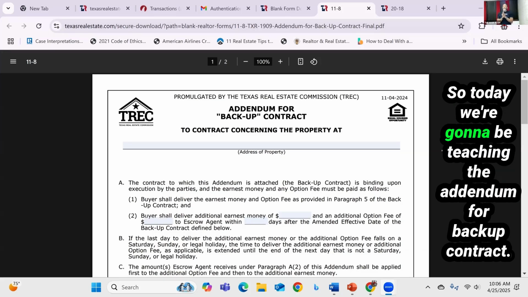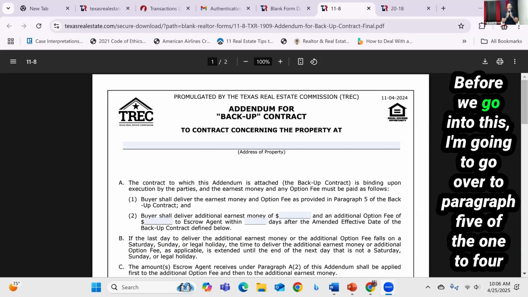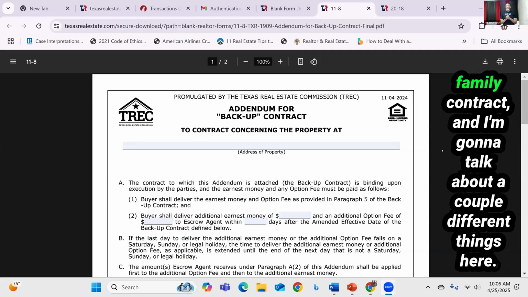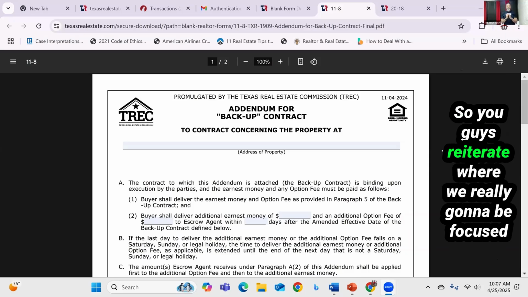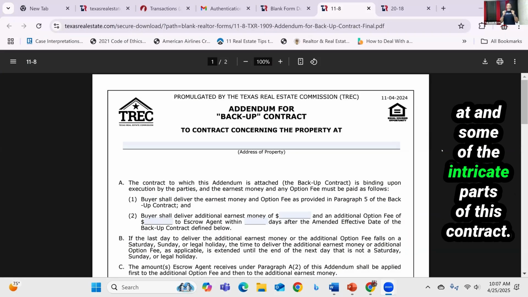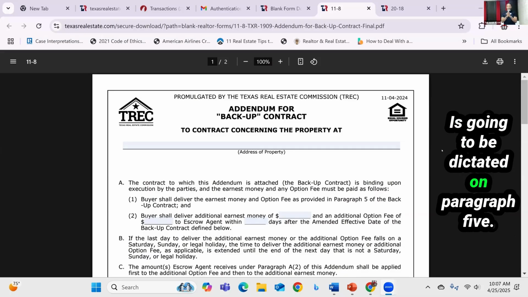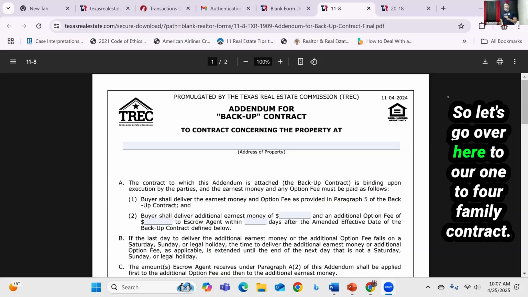Alrighty, so today we're going to be teaching the addendum for backup contract. Before we go into this, I'm going to go over to paragraph 5 of the 1 to 4 family contract. And I'm going to talk about a couple of different things here so you guys can reiterate where we're really going to be focused. Some of the intricate parts of this contract are going to be dictated on paragraph 5. So let's go over here to our 1 to 4 family contract.